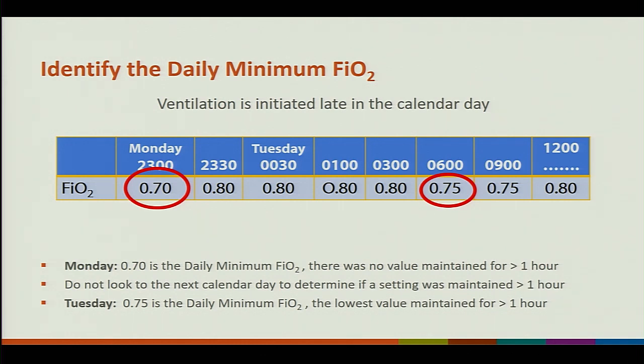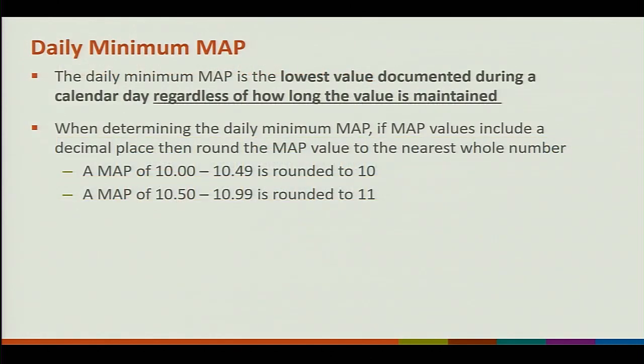And just a reminder that when you're doing your determination of your daily minimum values, you're looking specifically at each calendar day individually. You're not going to look across to the next calendar day to see if it was maintained into that. You're only looking at each calendar day individually to determine the lowest value. And then on Tuesday, our lowest value is 0.75. It was that at 6 o'clock. At 9 o'clock, it was still at 0.75, so that's definitely greater than an hour. So you can choose that one as your daily minimum for Tuesday.